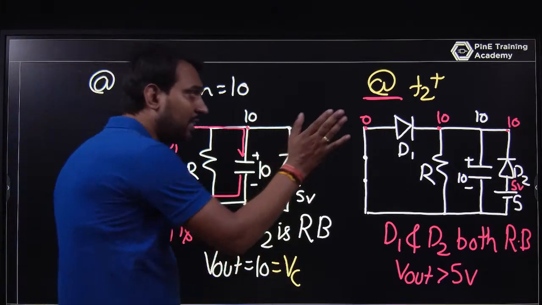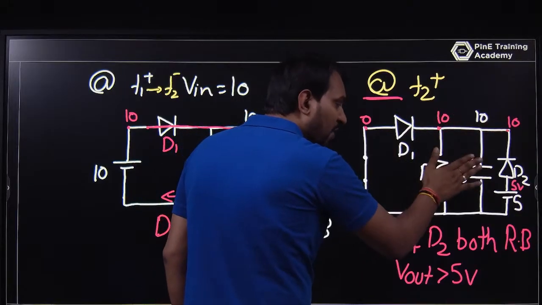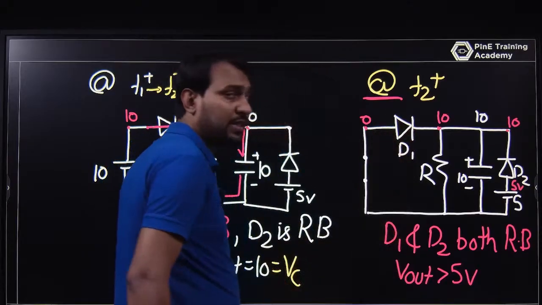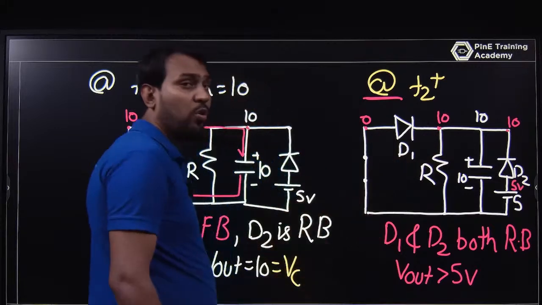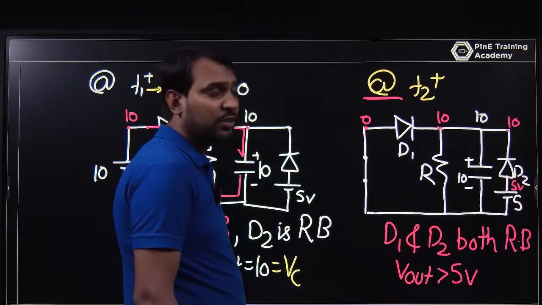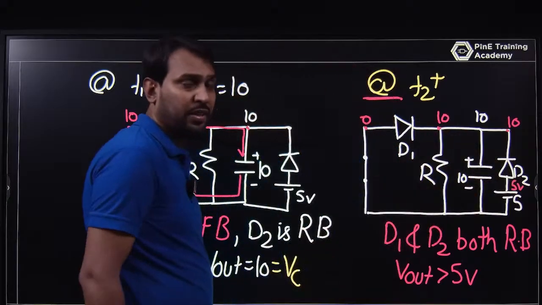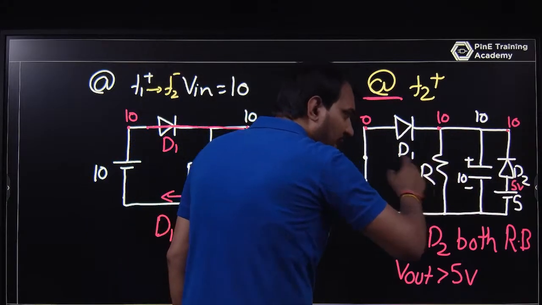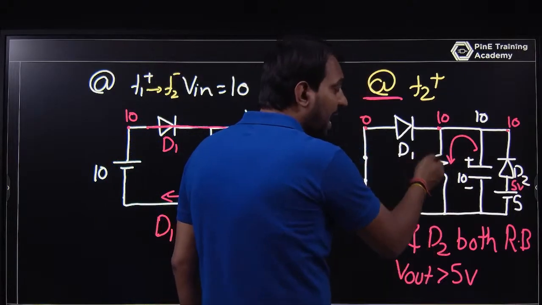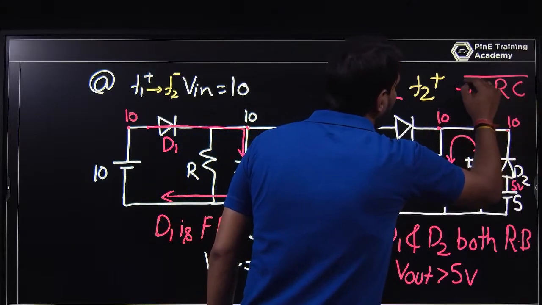So at T2 plus, the capacitor does not allow a sudden change. This is 10 volt. Why is it not changing here? Because the D1 path is reverse biased, so it is not connected directly to ground. Looking from D2, D2 is not a short circuit. It is not forward biased, it is reverse biased. So it will not discharge through this path. The capacitor will discharge only through the resistance path, and if it discharges through this path, it will take time. And what is tau? Tau is equal to RC.